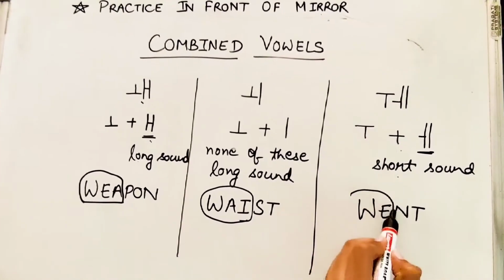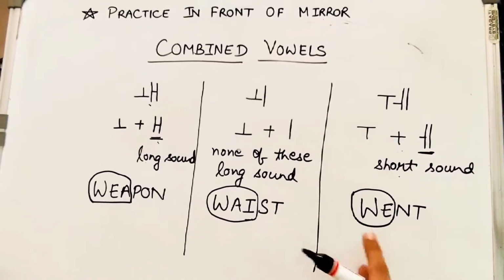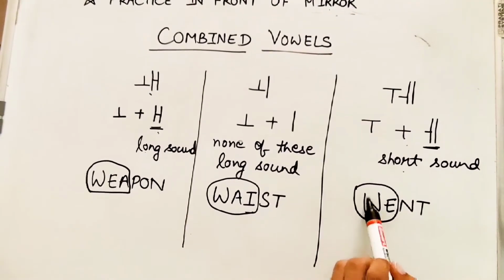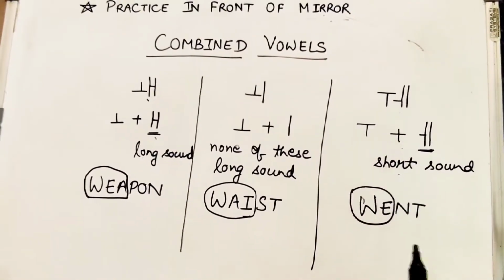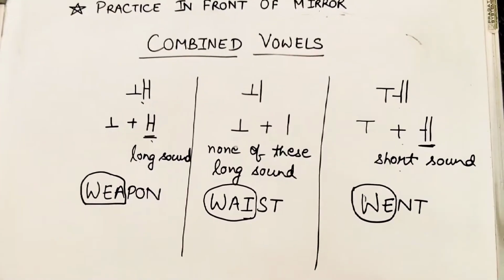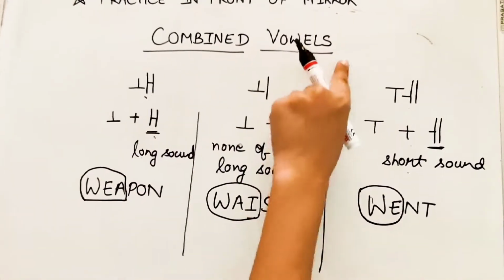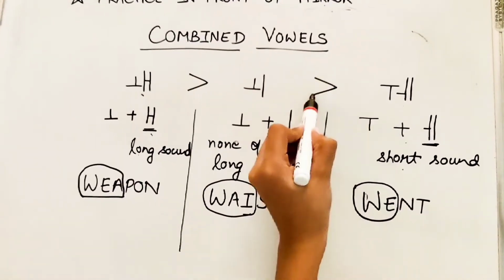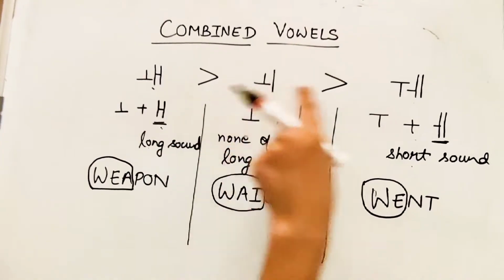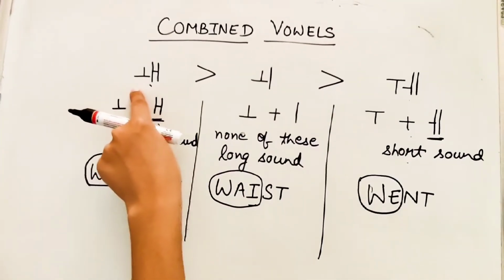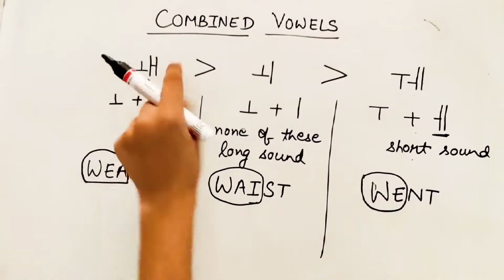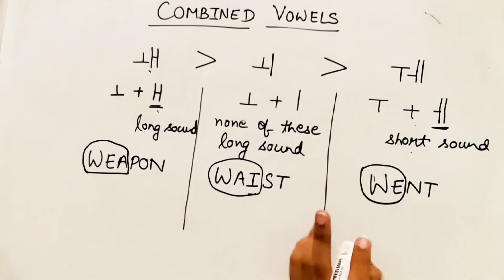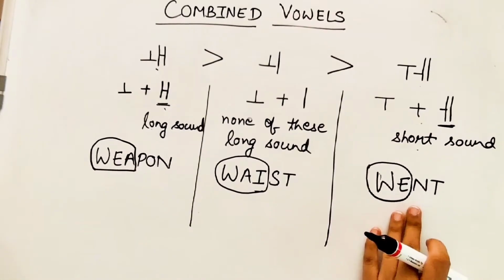When you say went, the we that you are saying is actually the pronunciation of this combined vowel we. Here you are opening your mouth a little less as compared to waste and weapon. Try saying all these 3 words together and you'll know the difference. And after that you'll understand that this is the order of long, medium and short sounding vowels. We, way, we. Got it? Let me know in the comments.